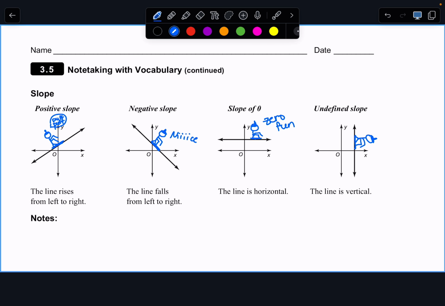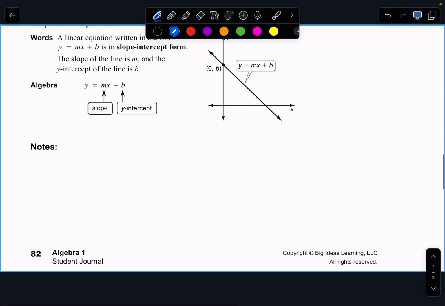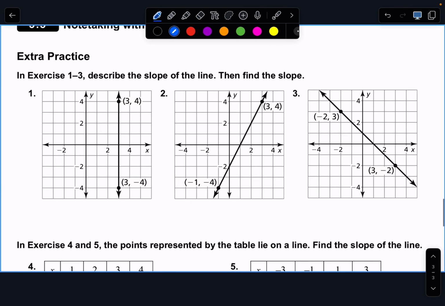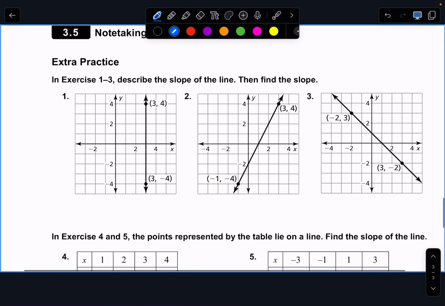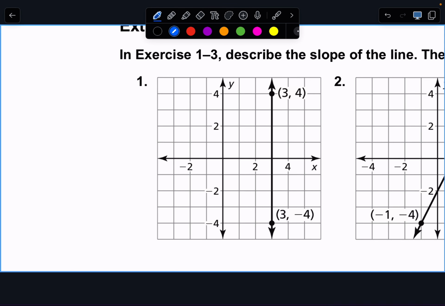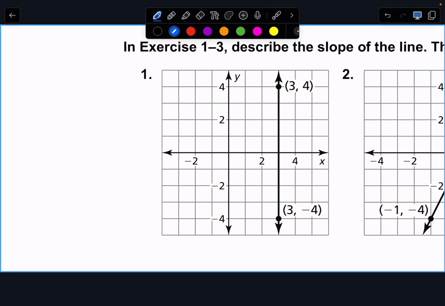We're going to go to page 83 and look at graphs and how to use the slope formula. Okay, look at number 1. Looking at the graph, raise your hand. What is the slope? Undefined. Okay, our slope is undefined.